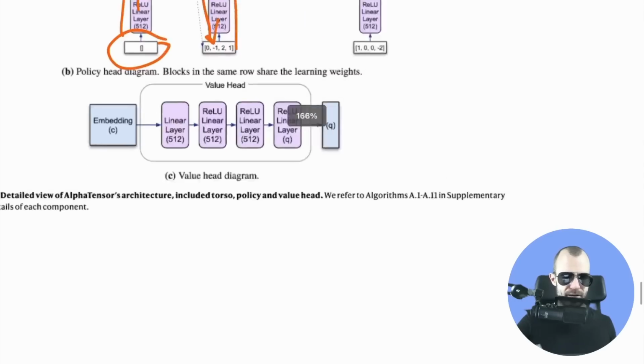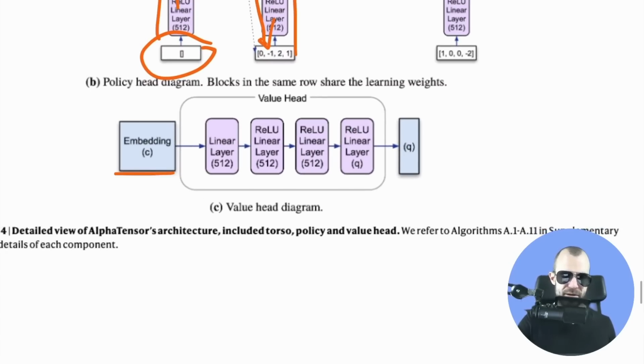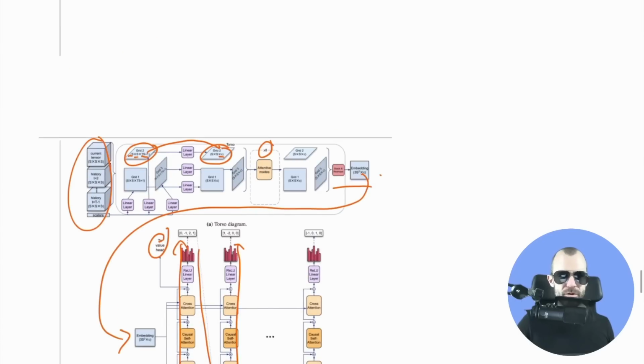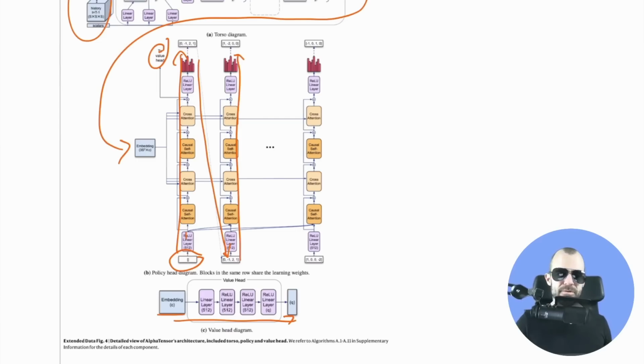The value head is simply you take that embedding from the policy head, you shove it through some neural network. And you can train all of that end to end. Again, if you don't know AlphaZero or reinforcement learning in general, I have many videos on that.